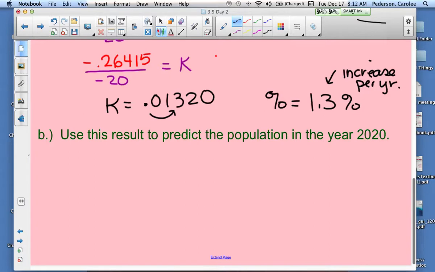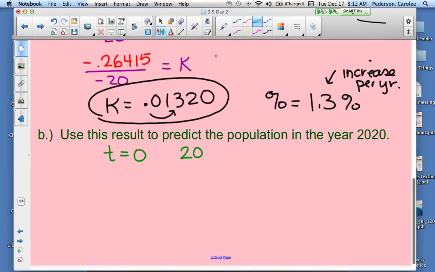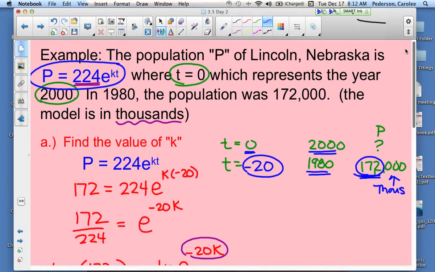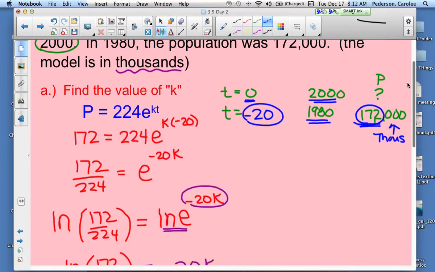But we're going to leave this k as it is. Now we're going to use the result to predict the population in the year 2020. So remember, when time equals 0, that was the year 2000. Now we're at 2020, so 20 years have gone by. So now my t equals 20. So I'm going to use that same formula up here in the blue, 224e raised to the kt, but now I can put the k in.